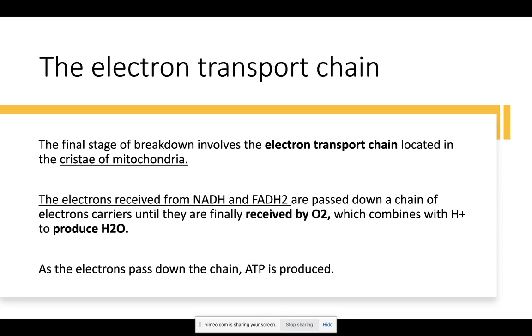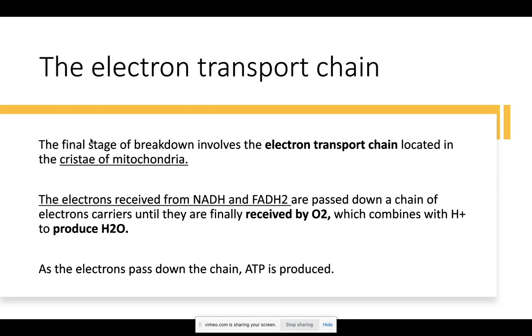Then they can get more specific and they can say, well, where is the electron transport chain? Which portion of the mitochondria? It's actually within the cristae, whichever way you want to say it. And then they can say, well, where does the citric acid cycle take place? And we know that is within the mitochondrial matrix.